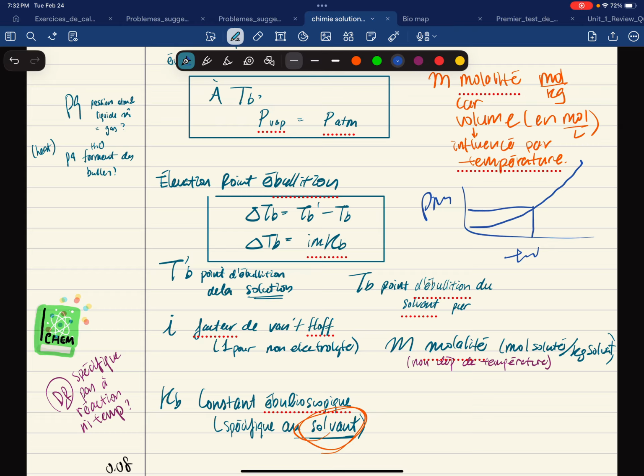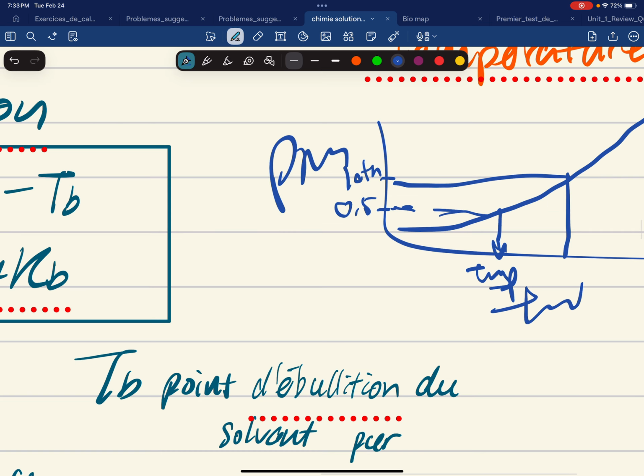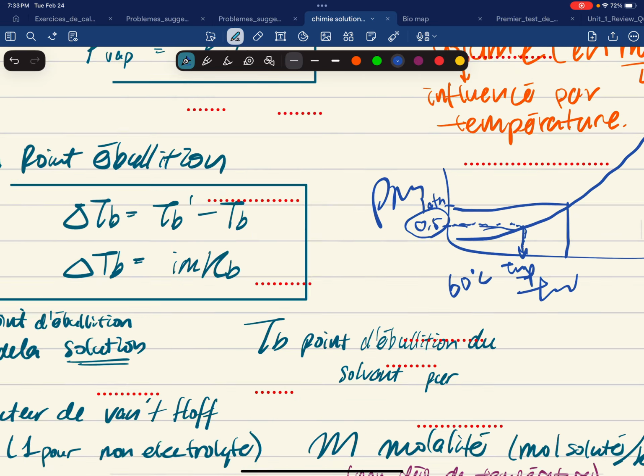However, that's at 1 atm, and if it's on a mountain, for example, the pressure will go down. It will be like here. And the temperature for it to boil will be much lower. To attain that atmospheric pressure, the temperature doesn't have to be that high anymore. So water could boil at like 60 degrees, for example, on a very high mountain.